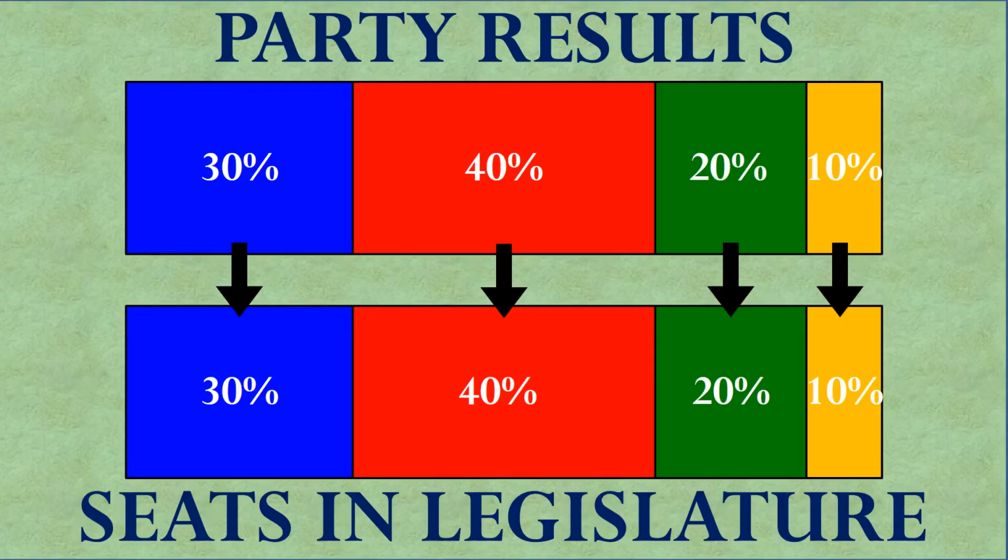In a proportional representation system, in the most basic way of doing it, the seats in the parliament are assigned in accordance to the percentages in the actual vote. So what we mean by this is if a party gets 30% of the vote, it gets 30% of the seats in the legislature. 40% of the vote, 40% of the seats. 10% of the vote, 10% of the seats.